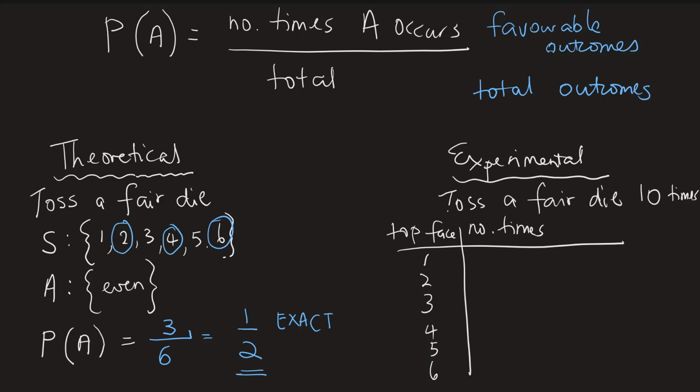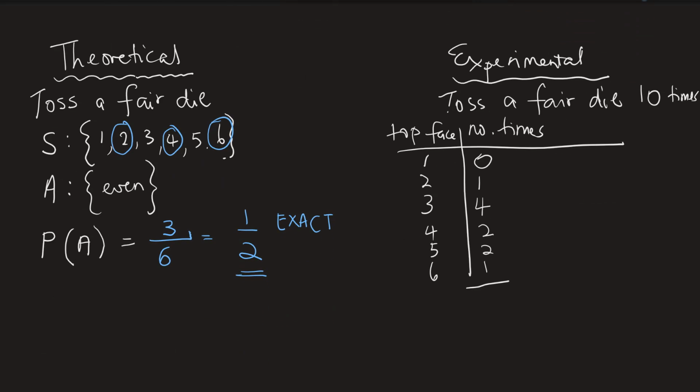So let's say number 1 didn't show any times, so 0 times. Number 2, 1 time. Number 3, 4 times. Number 4, 2 times. Number 5, 2 times. And number 6, once. Let me just move this up a little bit. Now the total number of times should be 10 because I define this experiment as tossing a fair die 10 times. So this should add up to 10, and it does.